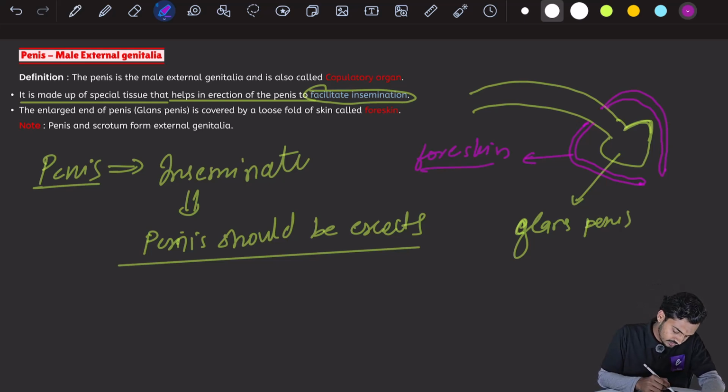Understood? So आप देख सकते हैं कि the enlarged part of the penis is called as glans penis. So the enlarged end part of the penis, इसको हम glans penis कहते हैं. It is covered by a loose fold of skin called as foreskin.